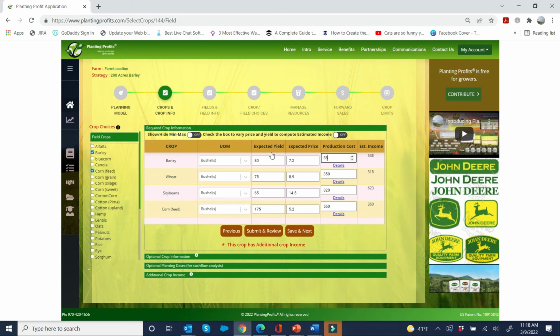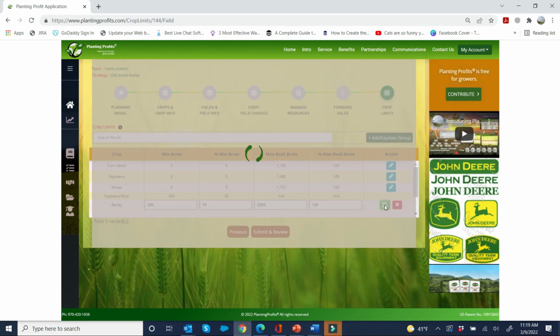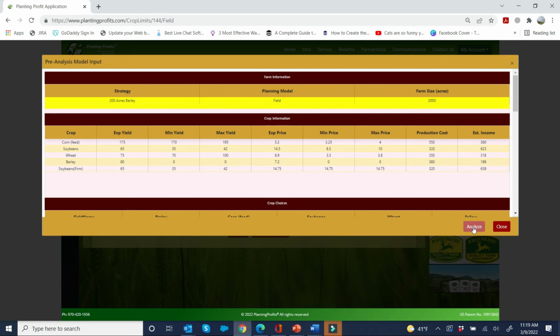Look at per acre estimated income. Since estimated income is lower for barley than other crops, we'll have to add a minimum acreage limit to force at least that much acreage of barley into the mix. Click through the rest of the pages and add the required information, including the new crop limits. Analyze the strategy. The new strategy has 200 acres of barley and 200 less acres of potatoes.